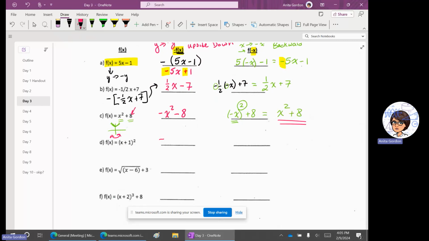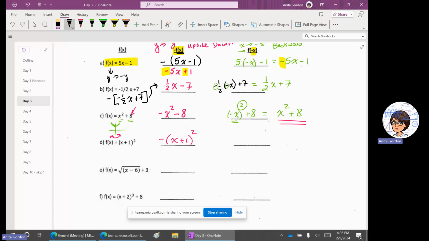Putting a negative on the outside here, I get negative (x plus 1) squared. Now I could distribute this into a trinomial and distribute the negative, but I don't really have to. That's a pretty simple thing to see. This is going to give me an upside down parabola because it's squared. And because of the +1 in here, I know that it's going to be moved to the right. Nope, moved to the left 1, right? Because we always do the opposite sign for the x.